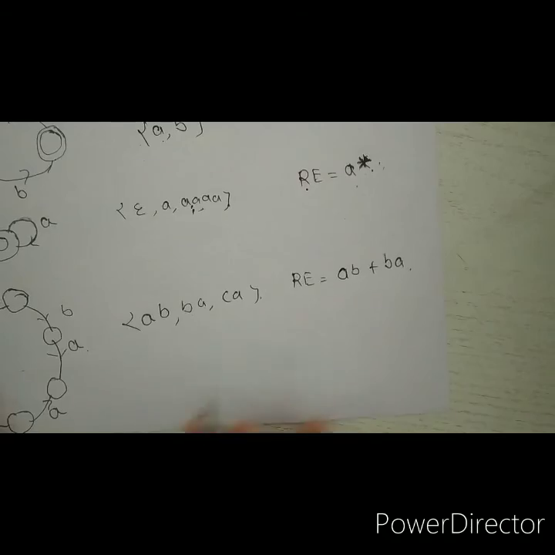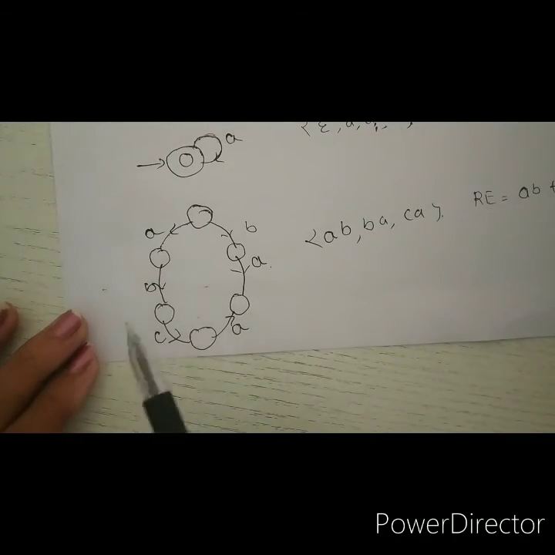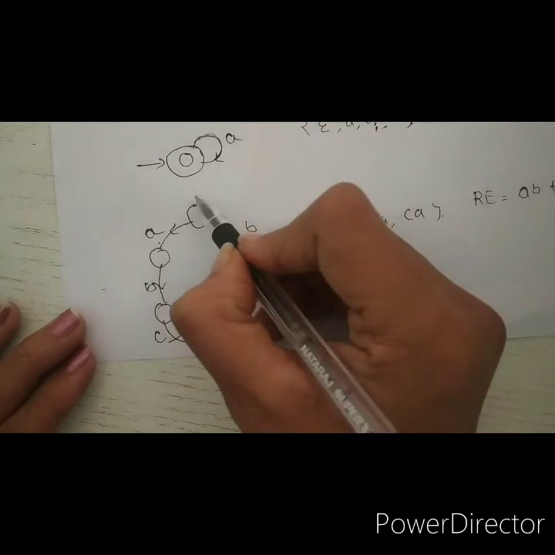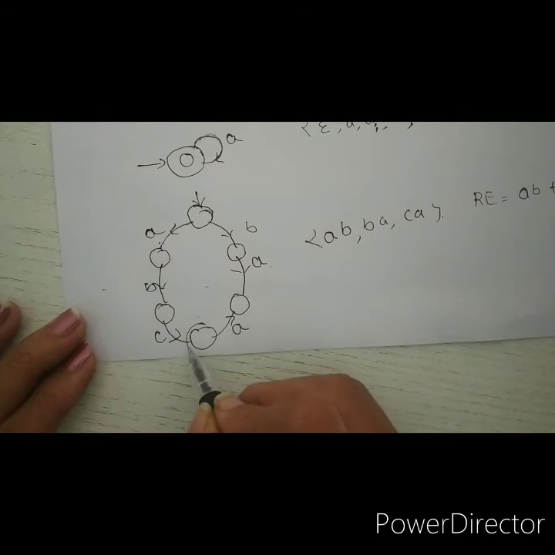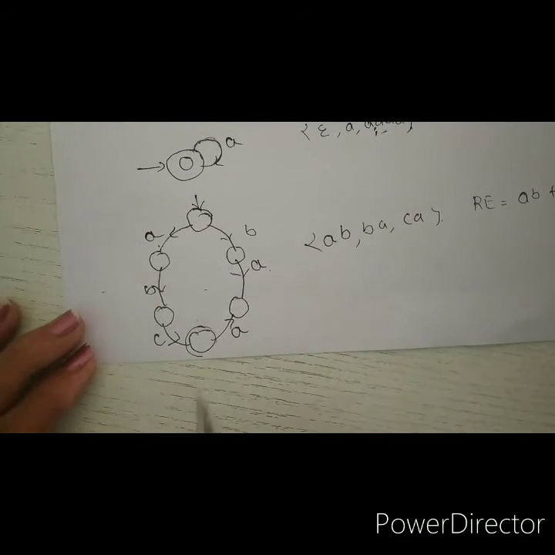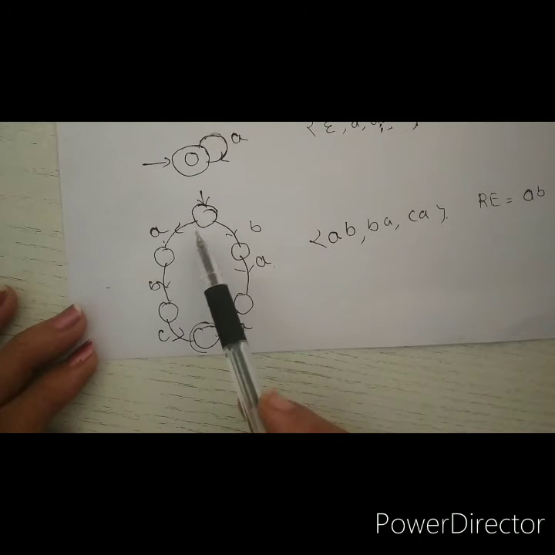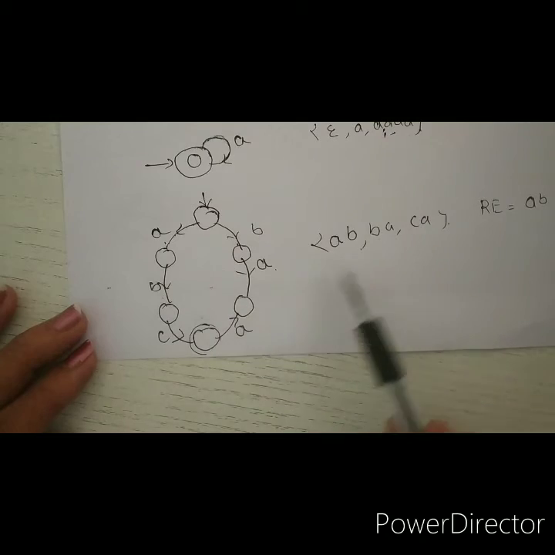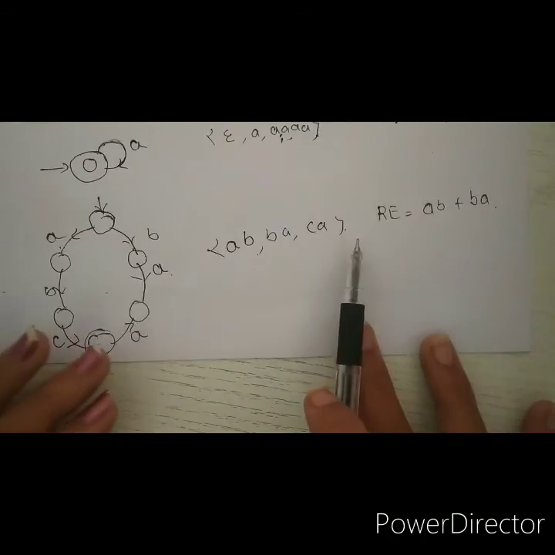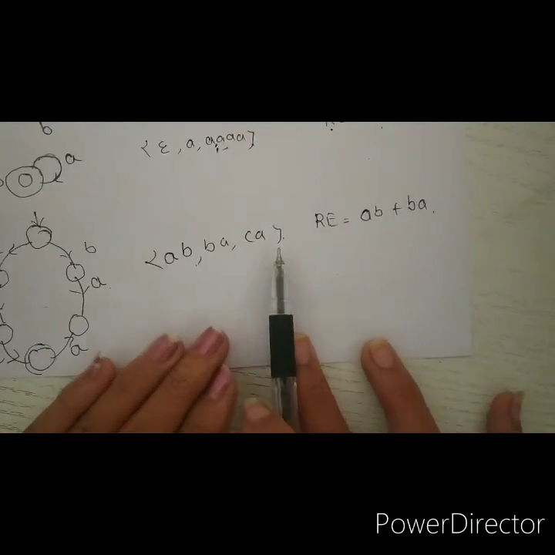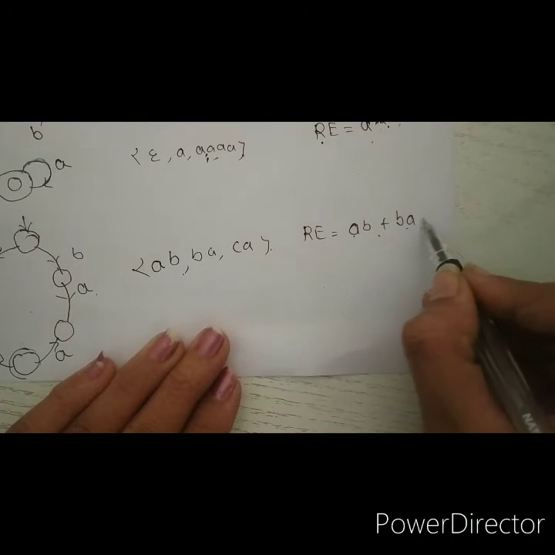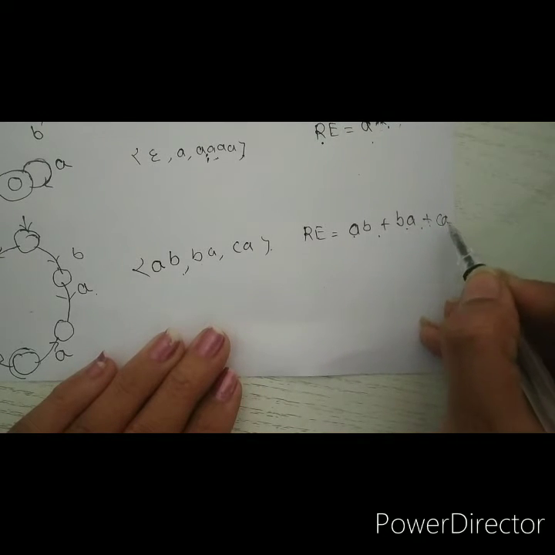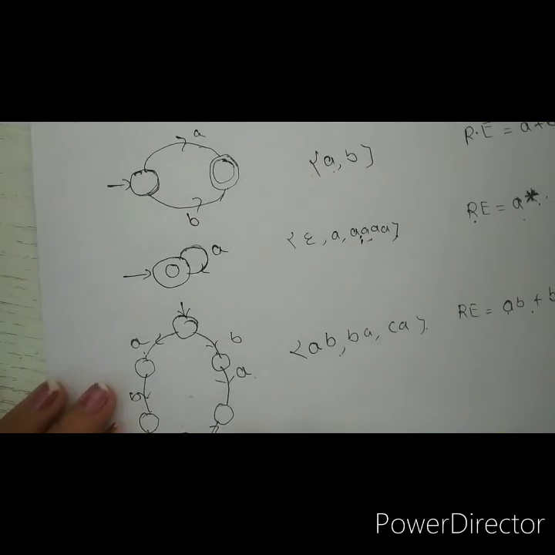Okay, second one, look here: your starting state is here and your final state is here. How can it be shown? When it comes to a with b input, a b, b a, c a, then what is your regular expression? Write it here: a b, b a plus c a. This is your regular expression for this automaton.